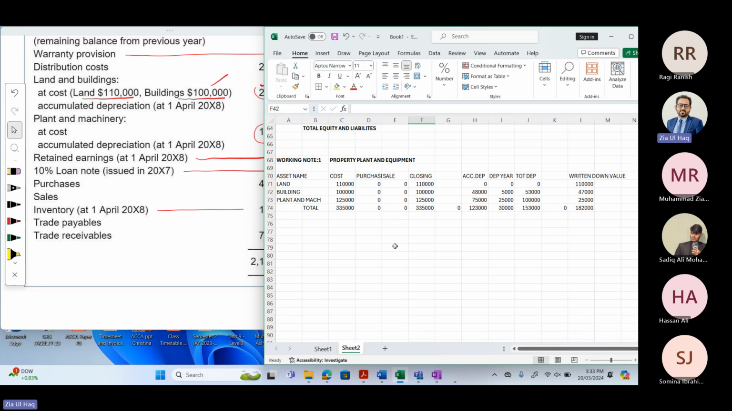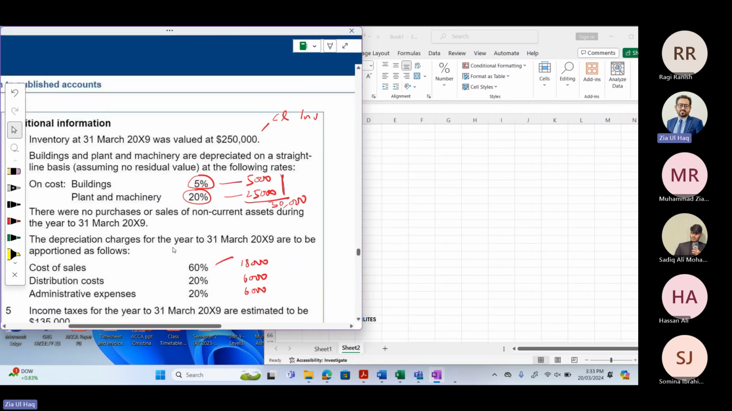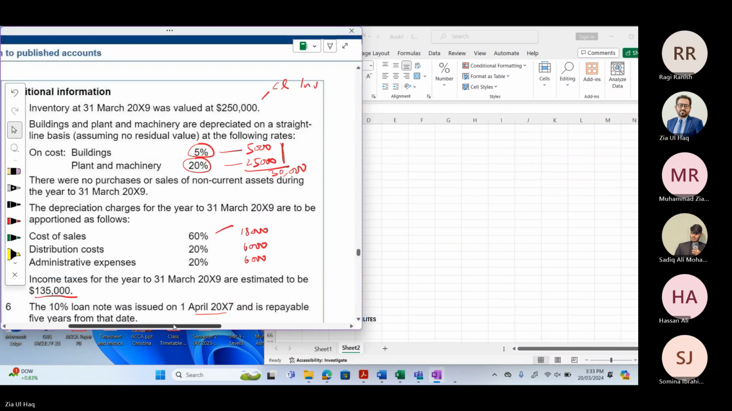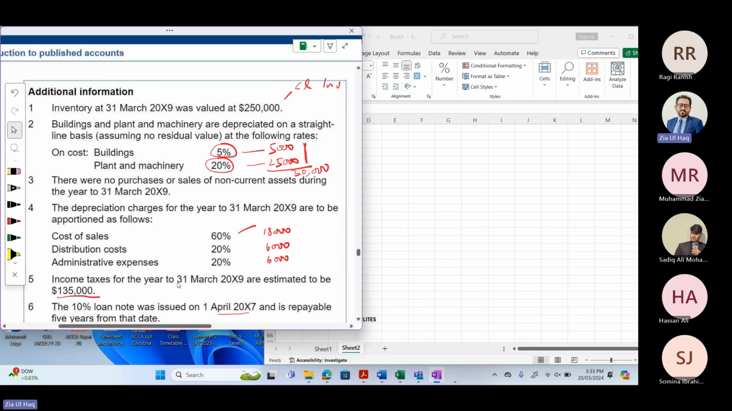Can you understand how we have calculated this? This is the asset cost account, this is accumulated depreciation account, and cost closing minus depreciation closing, we can calculate written down values. Is that fine? Let's move forward. So adjustment 1, adjustment 2, we have done. Let's move towards adjustment 3.